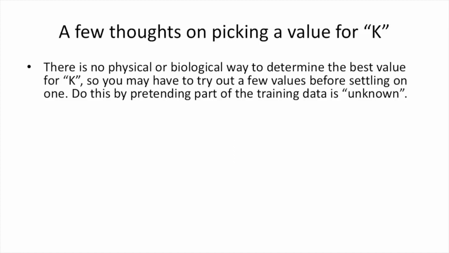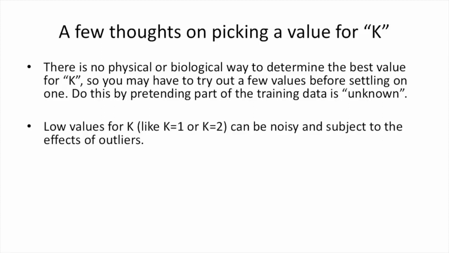A few thoughts on picking a value for k. There is no physical or biological way to determine the best value for k, so you may have to try out a few values before settling on one. Do this by pretending part of the training data is unknown. And then you categorize that unknown data using the k-nearest neighbor algorithm, and you assess how well the new categories match what you know already.